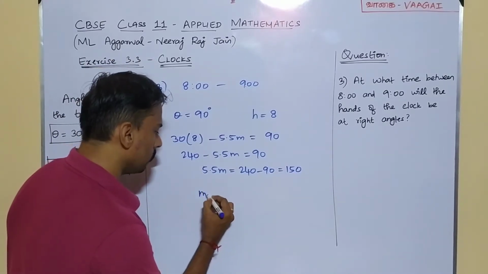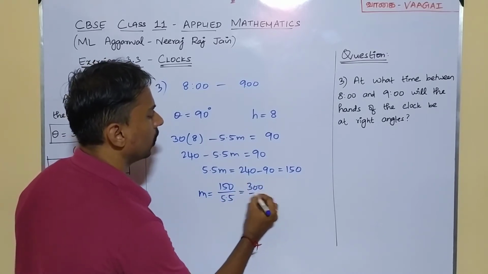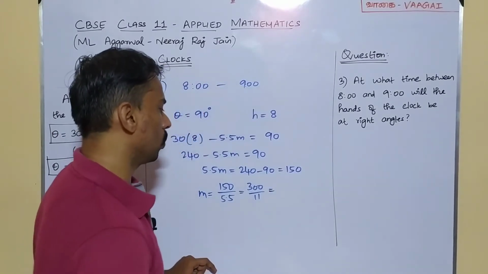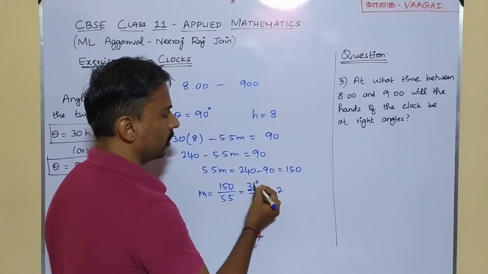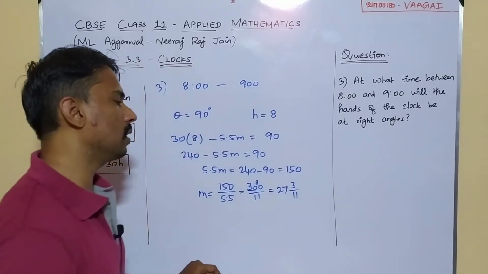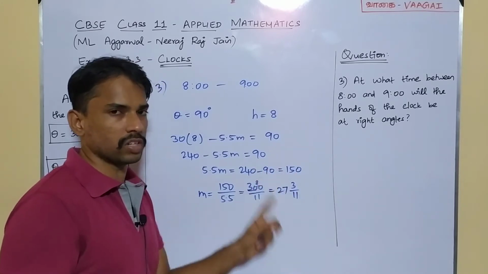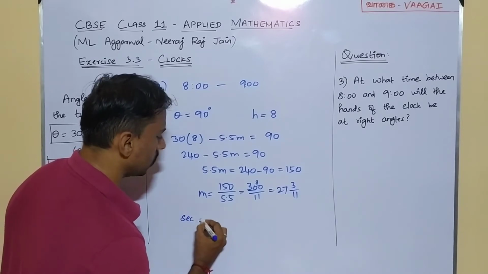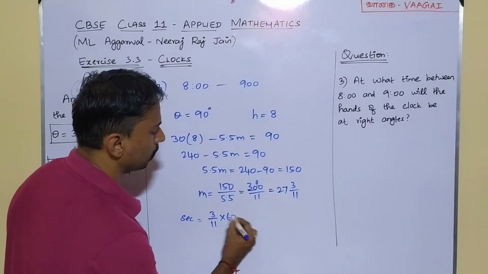So when you solve for m, you will be getting 150 by 5.5. This will be equal to 300 by 11. So all we need to do is solve 300 by 11. We can go up to 30: 11 2s are 22 and balance will be 8, so we got 80, 11 7s are 77 and balance will be 3. So 27 3 by 11 minutes will be the time. As usual, we have to convert that extra fraction into seconds, right? To calculate the number of seconds, as usual, take that extra fraction 3 by 11, and multiply it with 60.